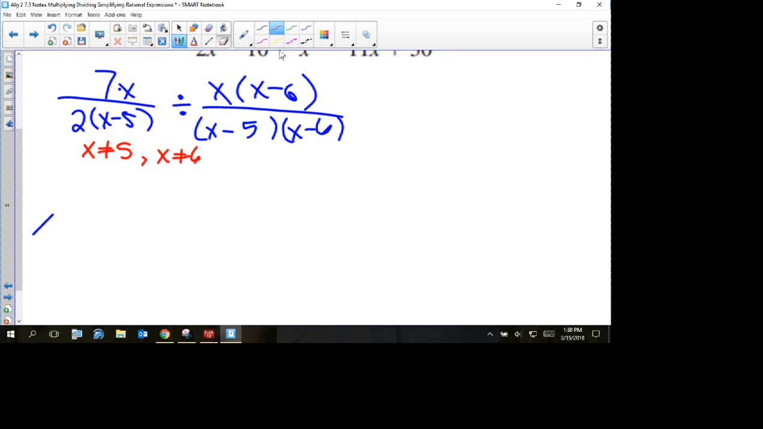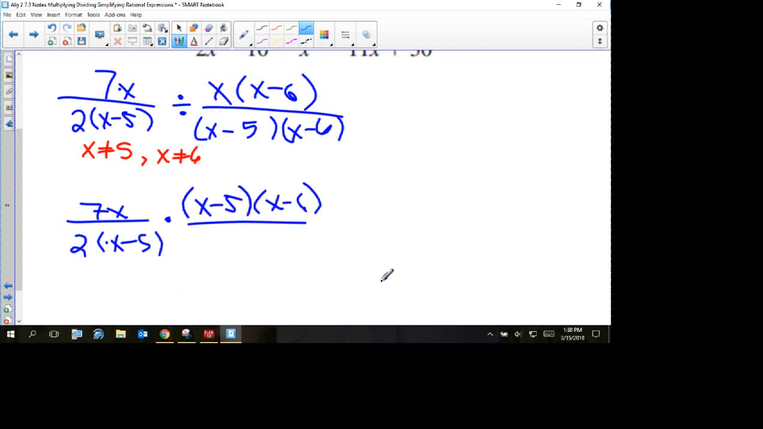Then, our next step is we are not going to use it as division. We're going to change it into multiplication. You always keep the same fraction to start, and you flip, you reciprocate the one after the symbol. So I'll reciprocate, I'll get x minus 5, x minus 6, over x multiplied by x minus 6.